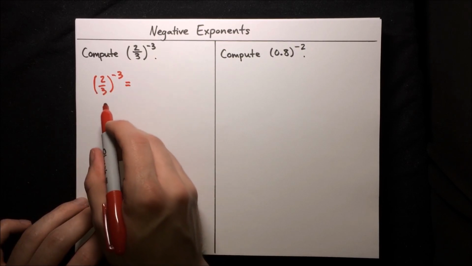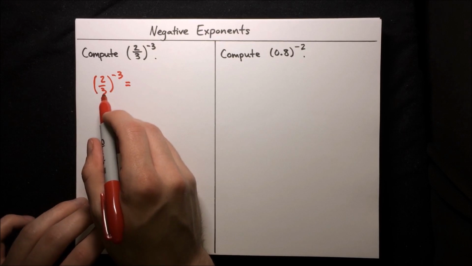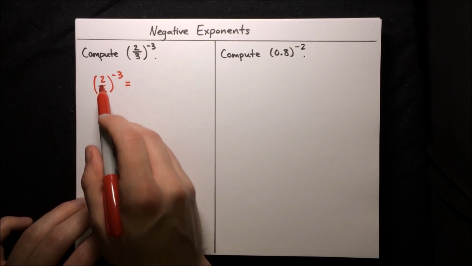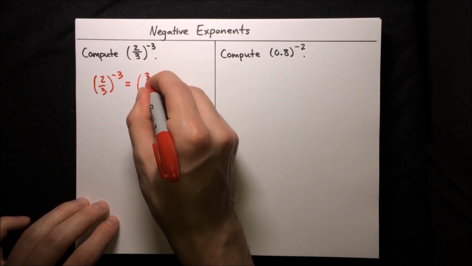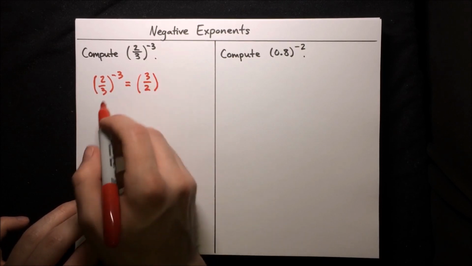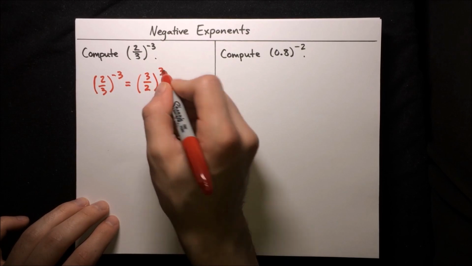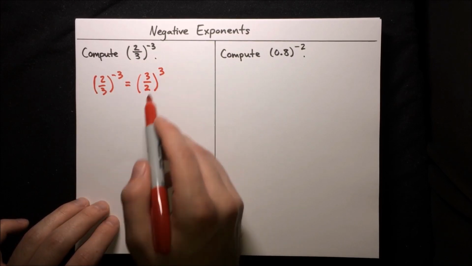So what's the reciprocal of 2/3? Well, to find the reciprocal of a fraction, you just flip the fraction. So instead of 2/3, we have 3 halves, and then raised to the power of positive 3. There we go, 3 halves raised to the power of positive 3.